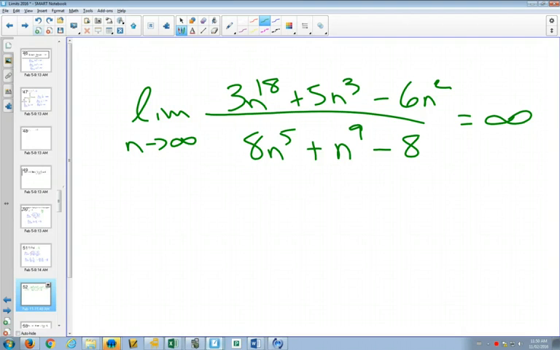Of course, if I had an n to the 18 on the bottom, now I have the same on the top and the same on the bottom. I really only have to look at those two, and my limit's going to be 3. So that's a shortcut way of looking at it, because with powers, only the one that's biggest is going to affect things when you get to infinity or negative infinity.